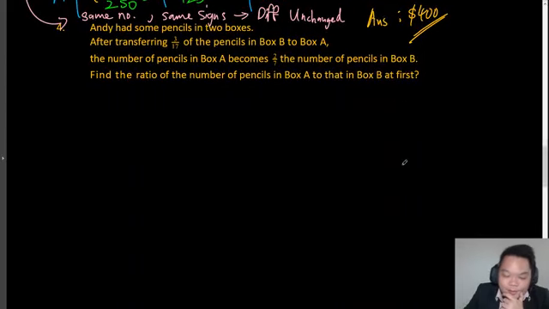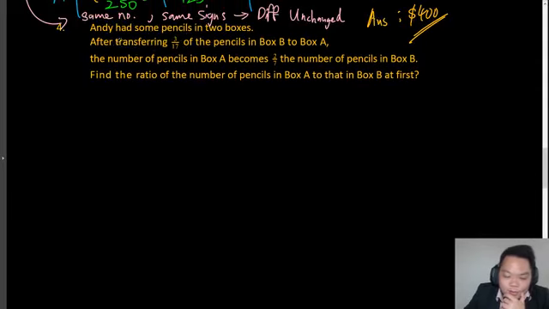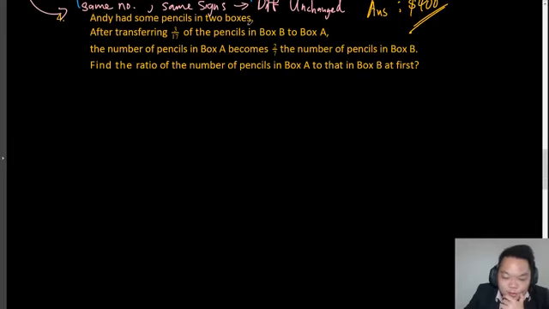Okay, got it. Number 4. Now, Andy had some pencils in 2 boxes. So after transferring 3 out of 17 of the pencils in box B to A, the number of pencils in box A becomes 2/7 of the number of pencils in box B. Find the ratio of the number of pencils in box A to that of B at first.